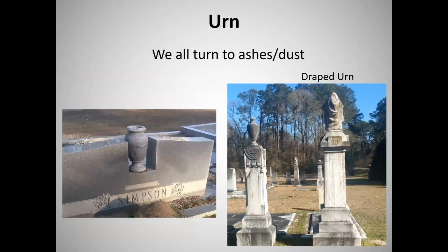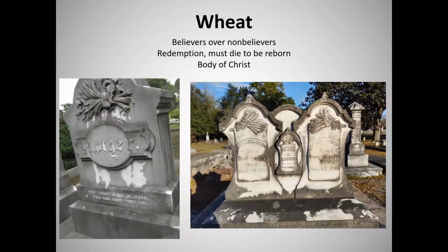An urn represents that we all turn to ashes or dust. Today, you may see the urns on newer graves, and they're simply used for flowers, but it may have more symbolism there. A draped urn is showing shedding the earthly body, going to heaven. Wheat can represent believers over non-believers, the redemption. You must die to be reborn in the body of Christ.